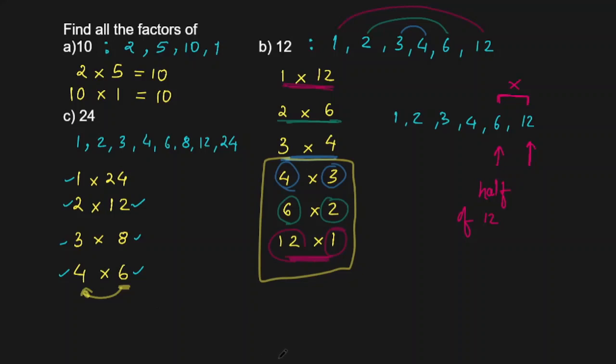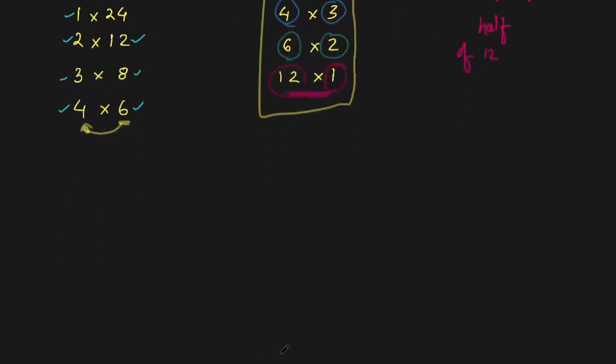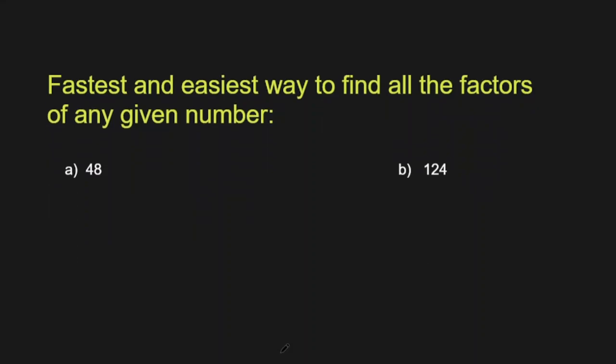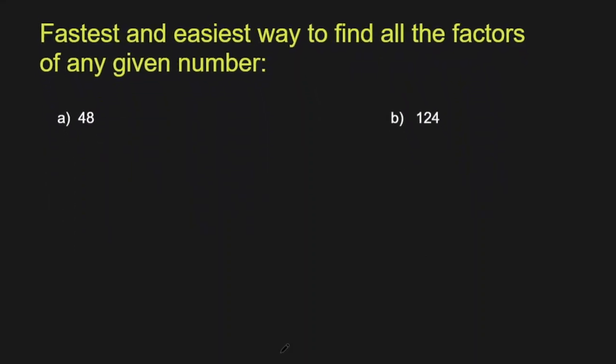Okay, next what we are going to do is we are going to see a method to find all the factors of a given number in the fastest and the easiest way. The fastest and the easiest way to find factors is the last method which I have done with 24. So what we will do is simply we will write for all the numbers starting from 1. So 1 times 48, 2 times 24.